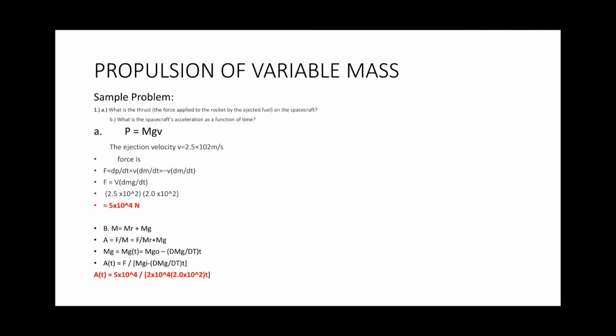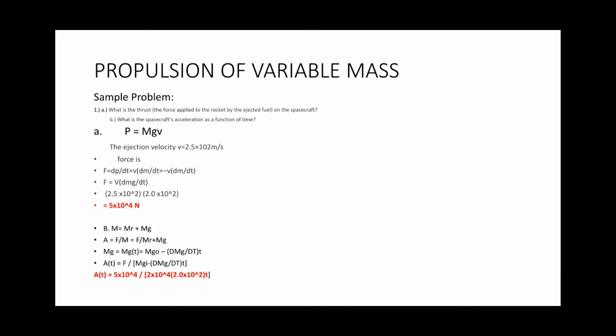For letter B, we define M to be the combined mass of the empty rocket plus however much unburned fuel it contains, M equals mr plus mg. Then we will use Newton's second law, which is a equals F over M. Then we derive F over M equals F over mr plus mg. The force is constant and the empty rocket mass mr is constant, but the fuel mass mg is decreasing at a uniform rate because the mass varies with time.